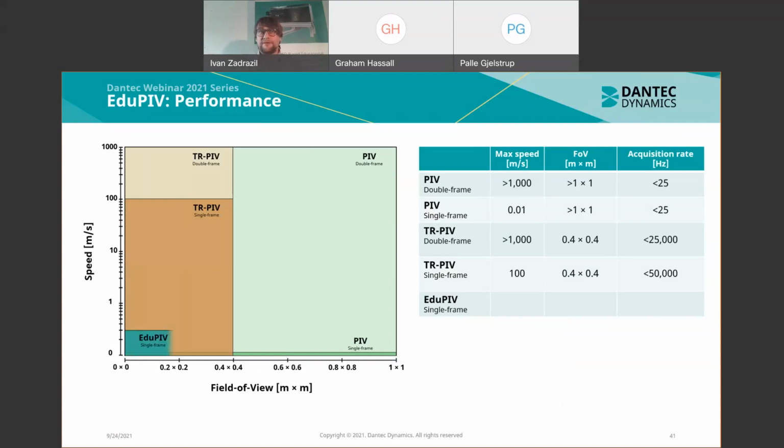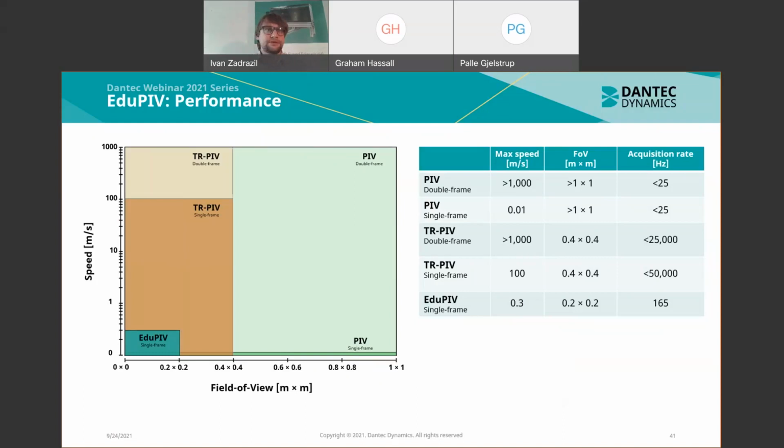So how does Edu PIV compare to this? Edu PIV can be operated only in a single frame mode because we have a continuous source of illumination, a CW LED source. So the maximum speed is about 0.3 meters per second. The field of view is about 0.2 times 0.2 meters, and the acquisition rate is about 165 hertz.